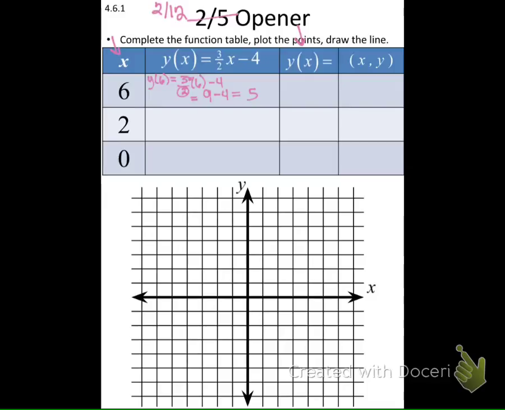So when I go to write my answer for my output, though, I have to put the function of 6, because that's what I input for my x, equals 5. Then the last column, I just write my ordered pairs. My x value was 6. My y value was 5. Okay?